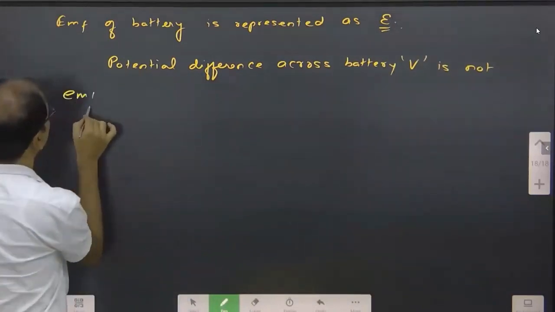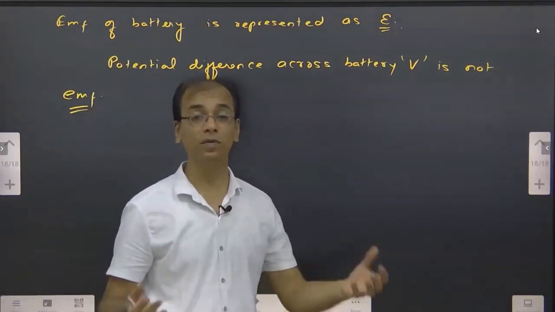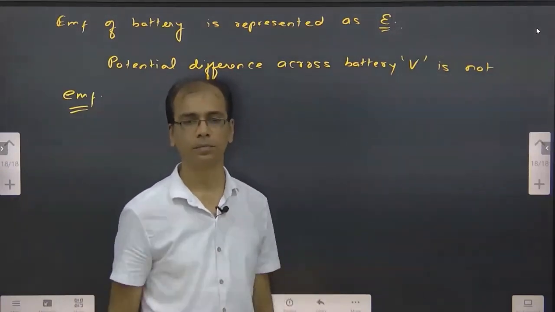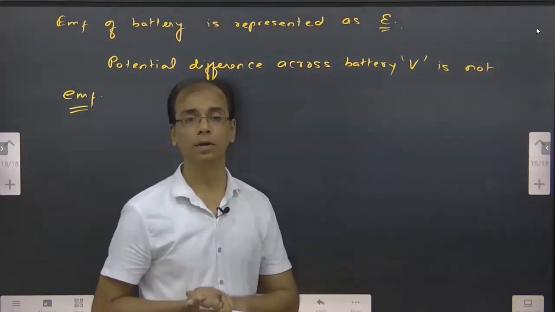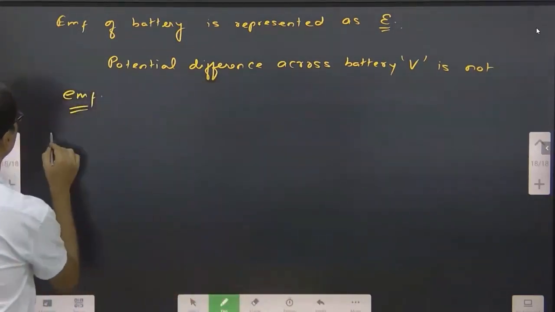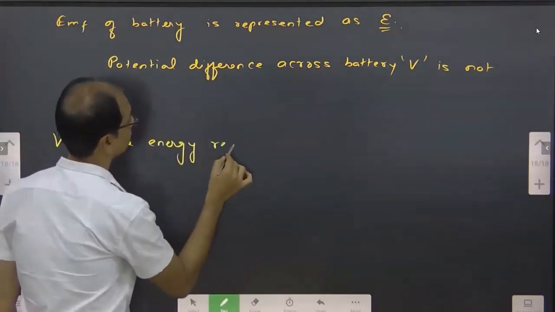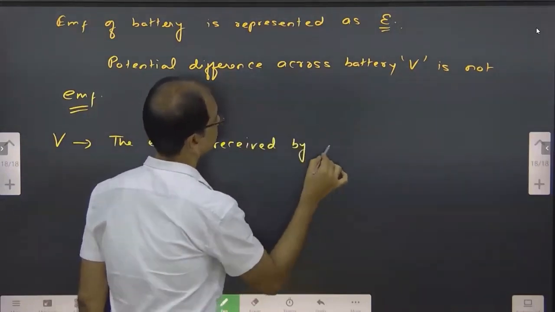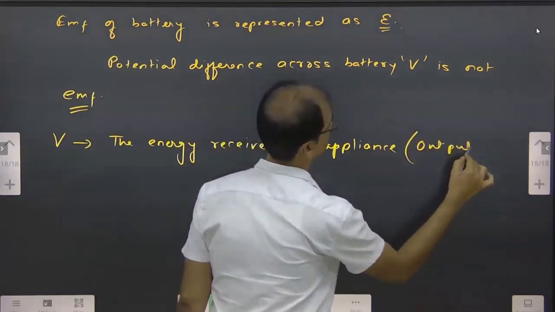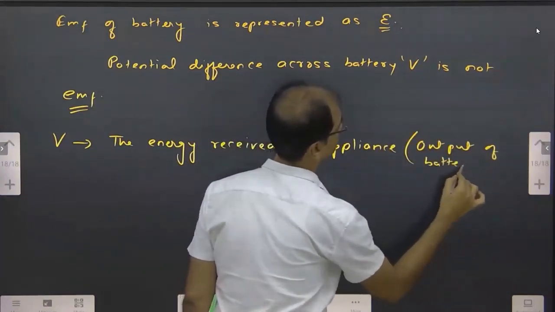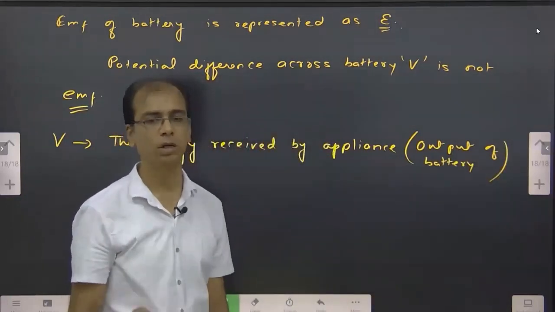And why is it not EMF? Because EMF unit is also volt and this is also volt only. So V is basically the energy that we are getting. V means the appliance. And EMF is the work done by the battery in moving the charge inside. Both are different. Okay, what is V? V is the energy received by the appliance. That means output of battery. Then EMF is what? EMF is input.